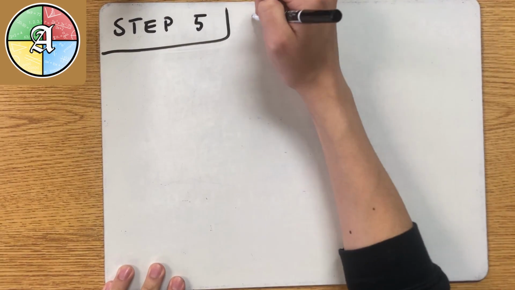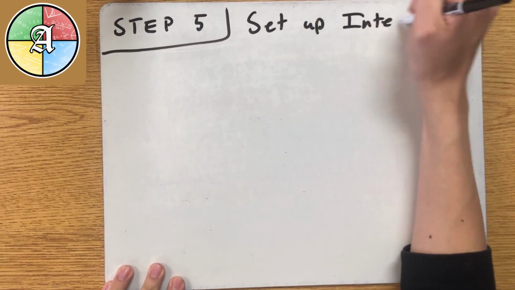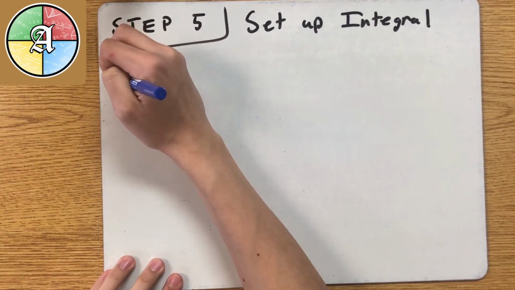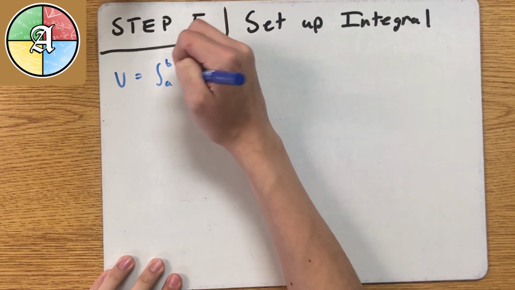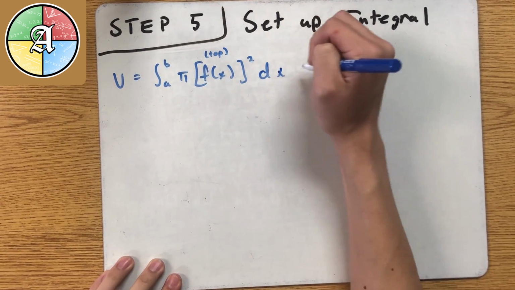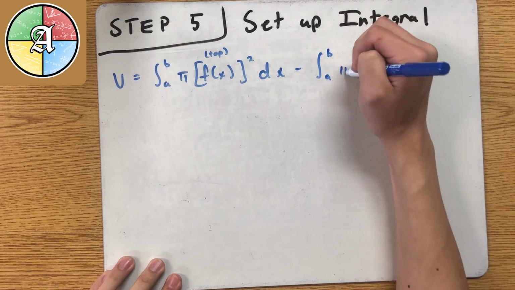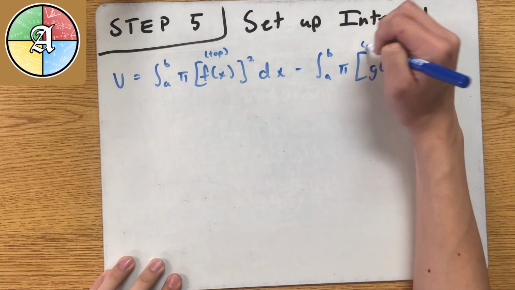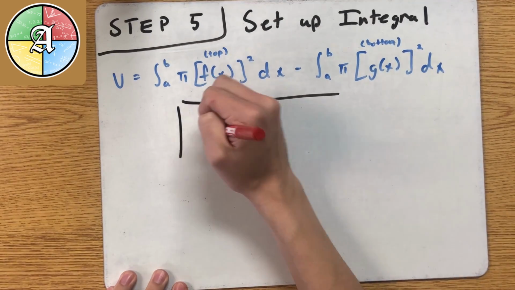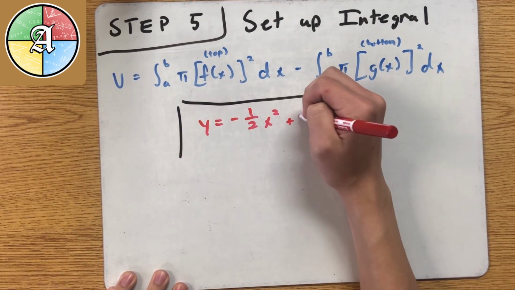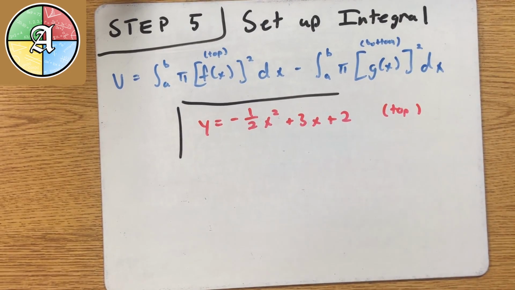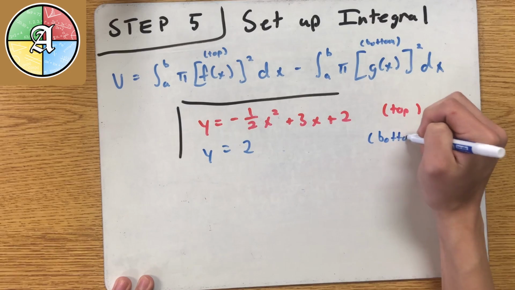With our visualization process done, we can now start solving for volume, and I'll start by setting up our integral. Remember that volume is equal to the integral from a to b of pi times our top function squared, dx, minus the integral from a to b of pi times our bottom function squared, dx. As covered previously, our top function was y equals -1/2 x squared plus 3x plus 2, and our bottom function was y equals 2.